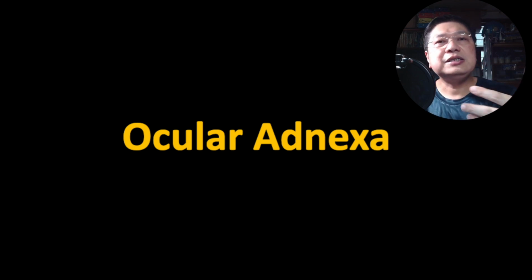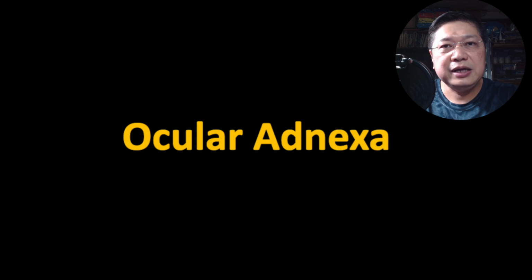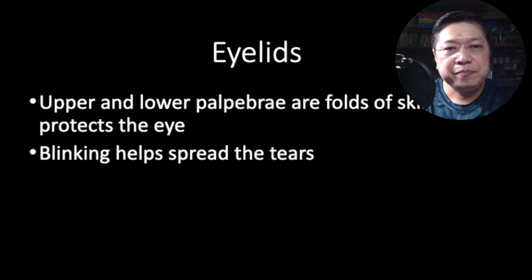The ocular adnexa is the one that's around the eye, not just the eye, but around the eye, in particular your eyelids. You have an upper and lower palpebra. They're basically folds of skin that protect the eye. And it's the blink reflex of your eyelid that helps spread the tears.